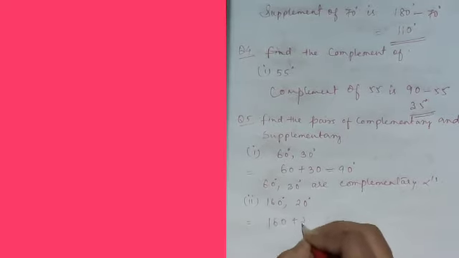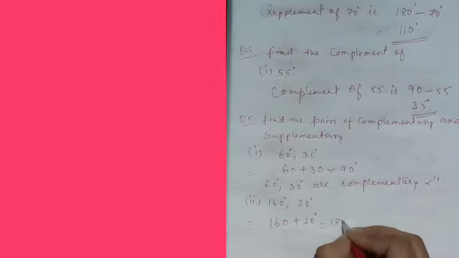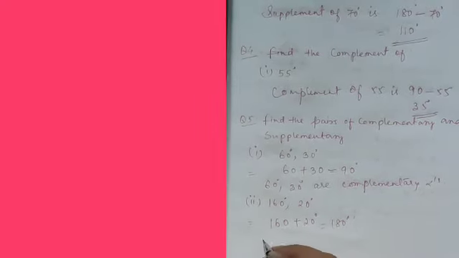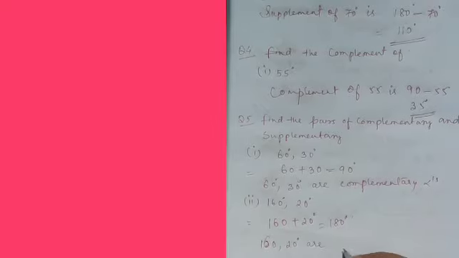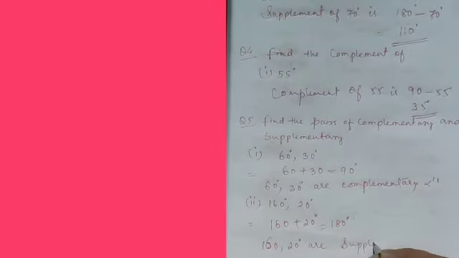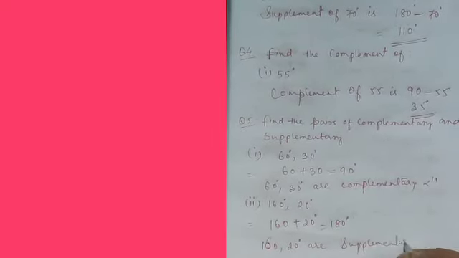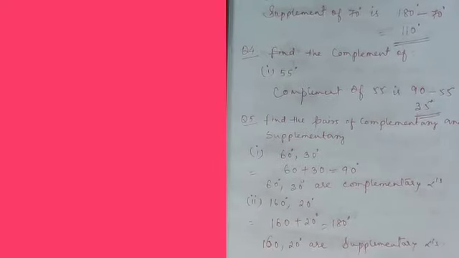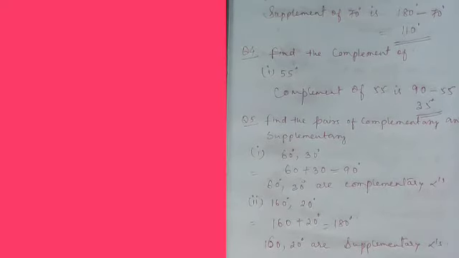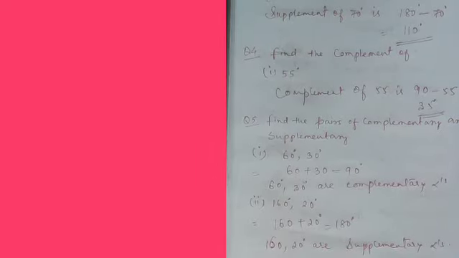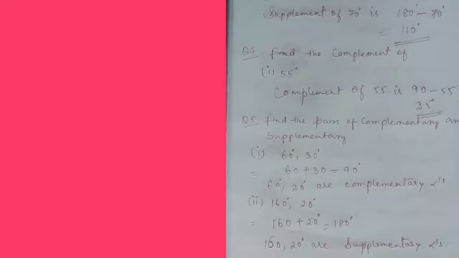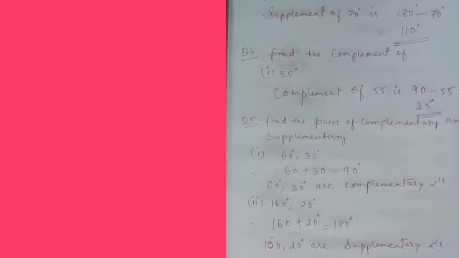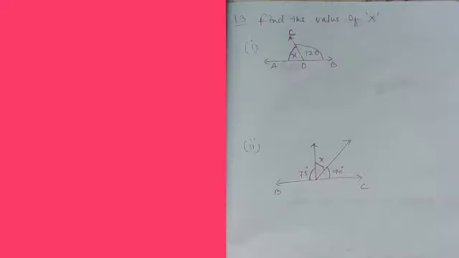Okay, and the next, let us see, 160 plus 20, if we add we are getting 180 degrees. So if it is 180, that means 160 and 20 degrees are supplementary angles. Clear? In this way we will find out the pairs of complementary and supplementary, and in this way we will find out the supplement and the complement of the given degree. Okay, now let's see the next question.